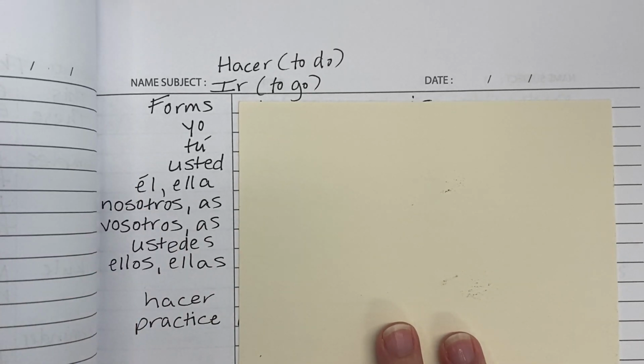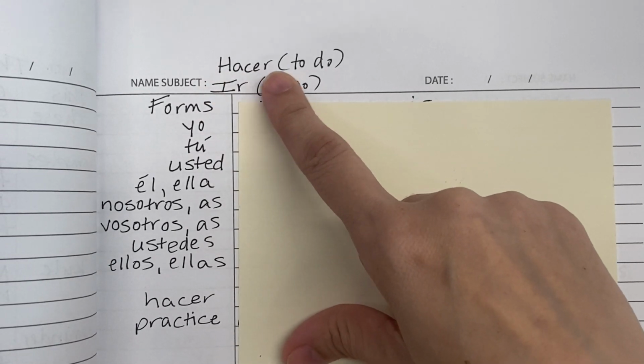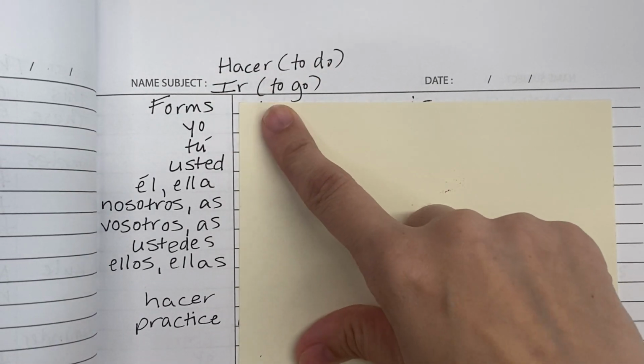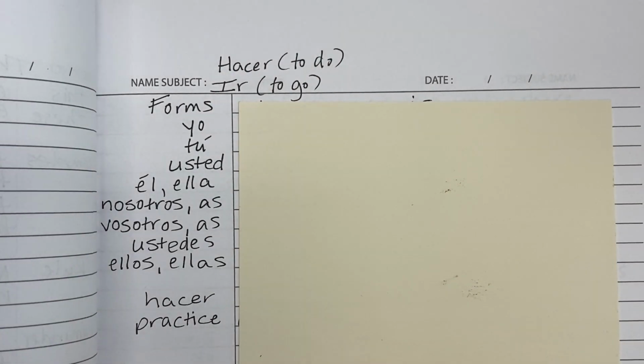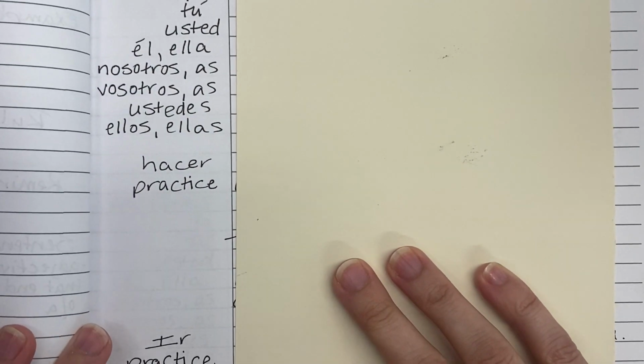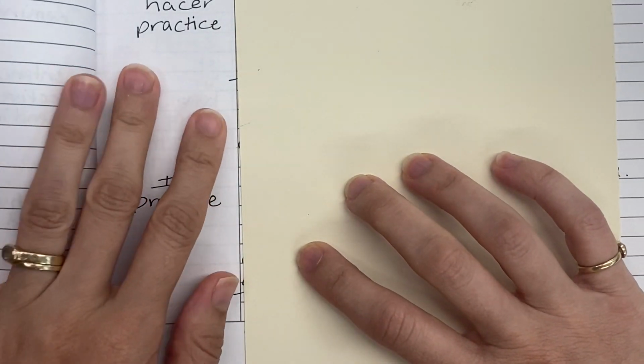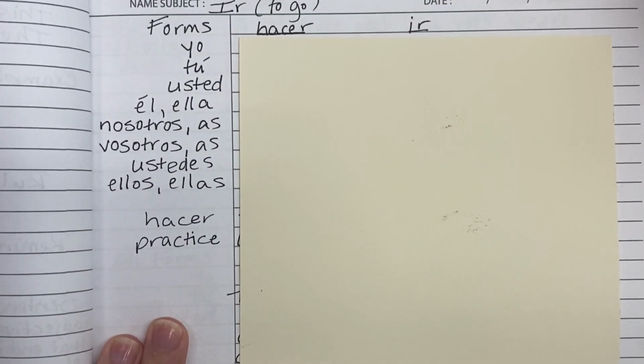Hi, in this video we are going to look at two very common verbs in Spanish, hacer, which means to do, and ir, which means to go. The first thing we're going to do is look at all of the forms of those two verbs. Then we are going to practice with hacer, and finally we are going to practice with ir. All right, so let's get started.